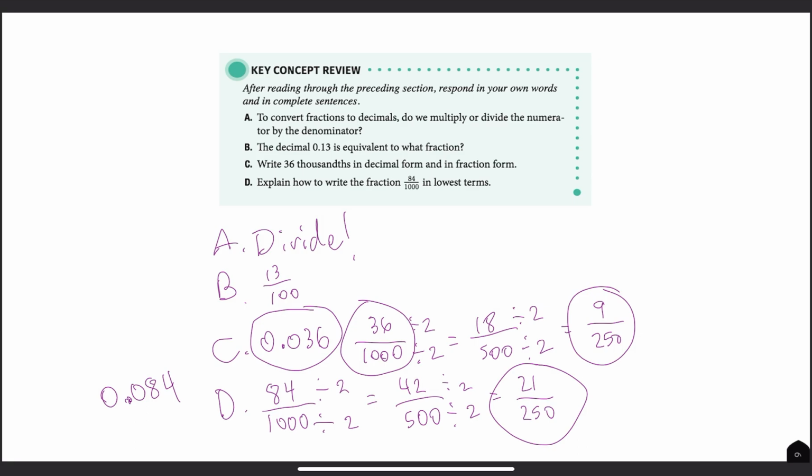And so how do I reduce a fraction to lowest terms? I divide numerator and denominator by the same thing in order to make the numbers smaller, but proportional and equivalent. So hopefully that all makes sense. Hopefully it kind of brings fractions, decimals all together, and we'll see you in the next section.